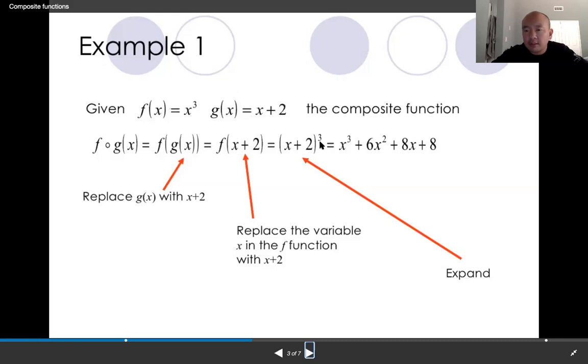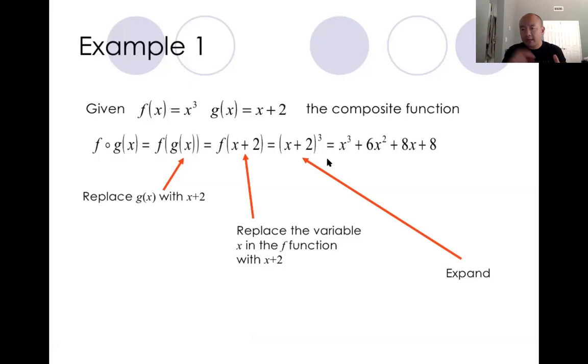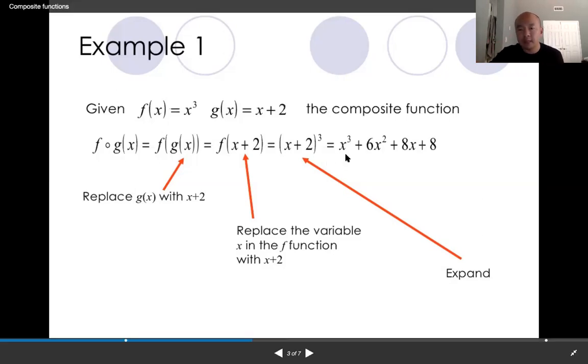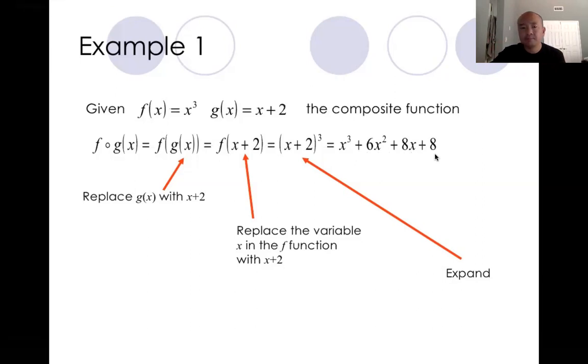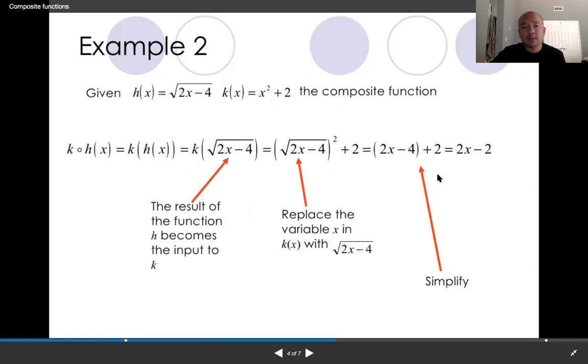Now when you do this, a lot of people make the mistake of just writing x cubed plus 2 cubed. But remember to FOIL it all out. You have to multiply x plus 2 times x plus 2, FOIL that out, and then multiply that answer by the x plus 2, and that's where it becomes x cubed plus 6x squared plus 12x plus 8. Let's go to the next one.